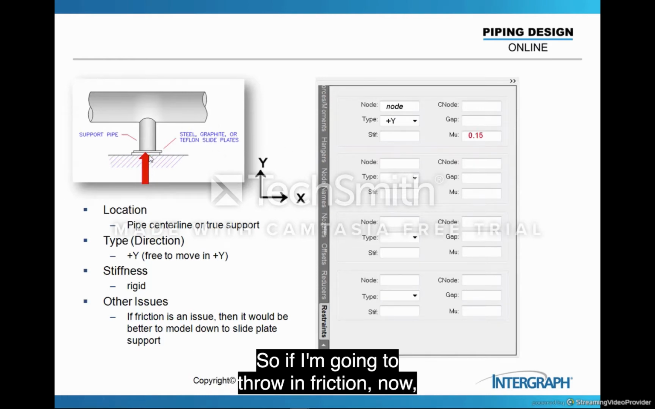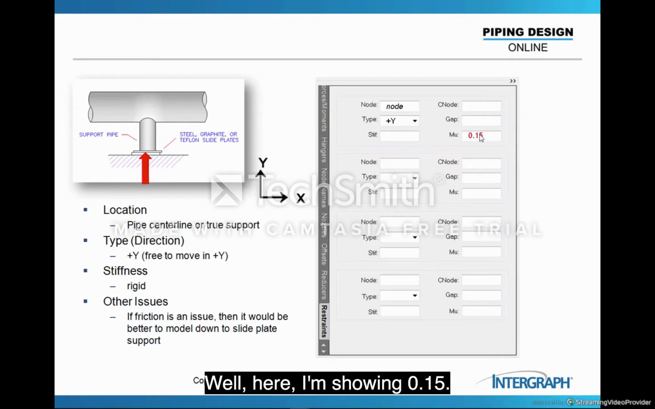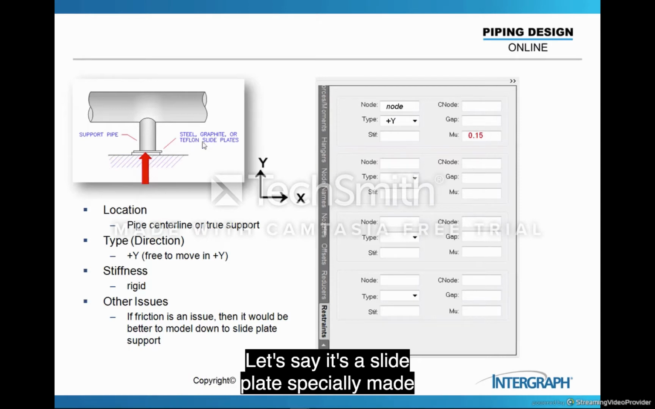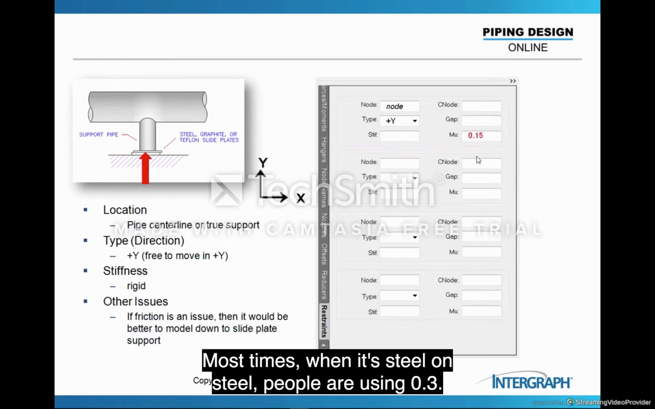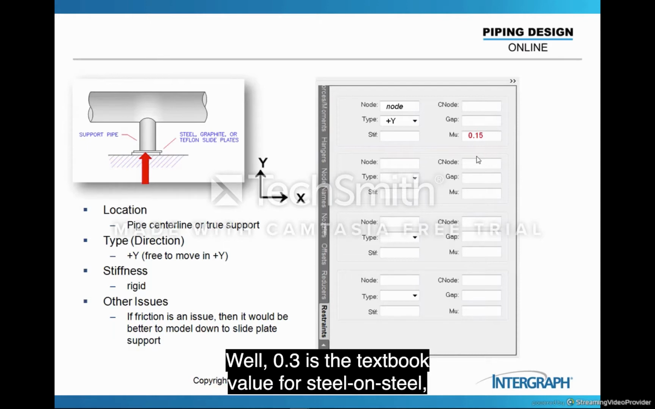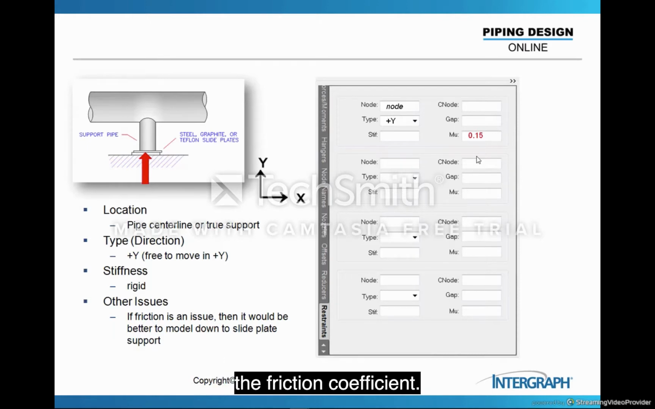So if I'm going to throw in friction, now what value shall I use? Well, here I'm showing 0.15. Let's say it's a slide plate specially made to provide this coefficient of friction. Most times when it's steel on steel, people are using 0.3. Well, 0.3 is the textbook value for steel on steel friction coefficient.